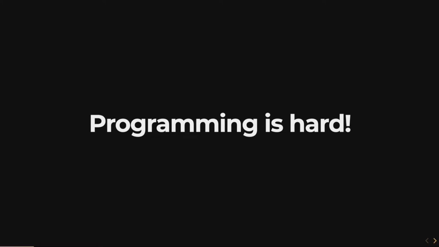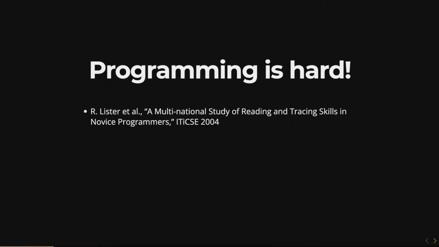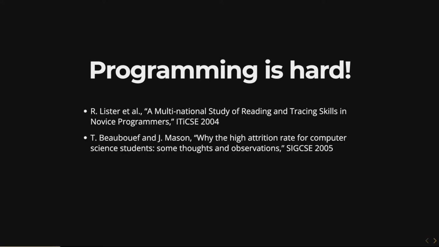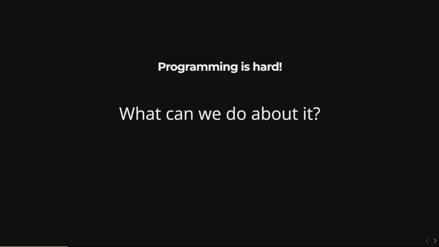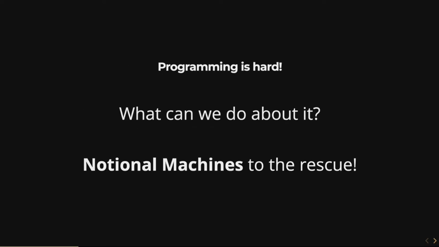So programming is hard, right? Several research studies in computer science education have shown this. You've probably seen Matthias's talk about the rainfall problem, detailing this. If programming is hard, what can we do about it? You may have resorted to notional machines while teaching, even without knowing.